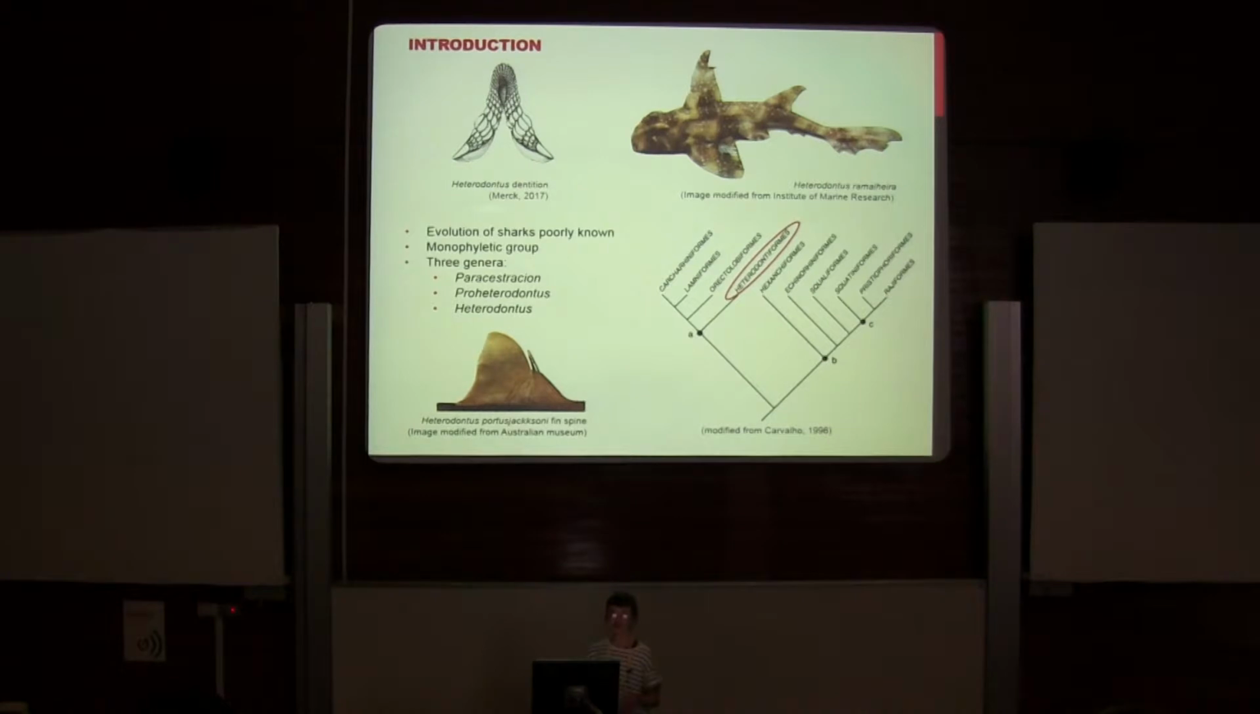So three genera define heterodontids. Paracestracion and Proheterodontus disappear from the fossil record before the Cretaceous, while Heterodontus continued to diversify throughout the Cretaceous, and they also occupy our oceans today.